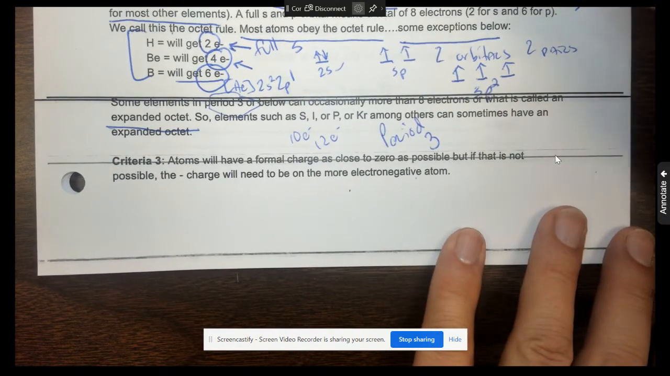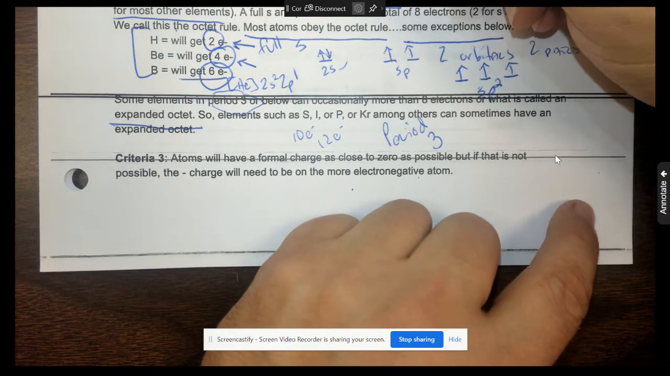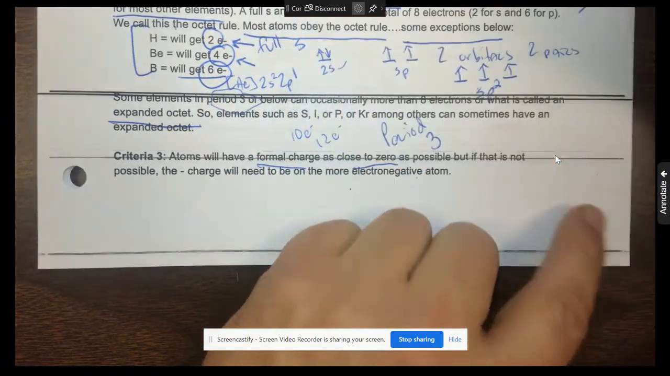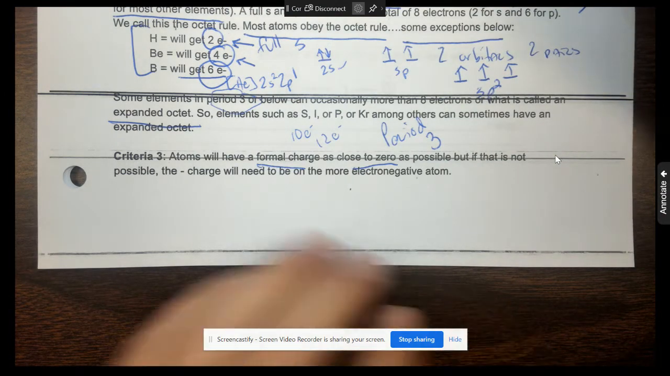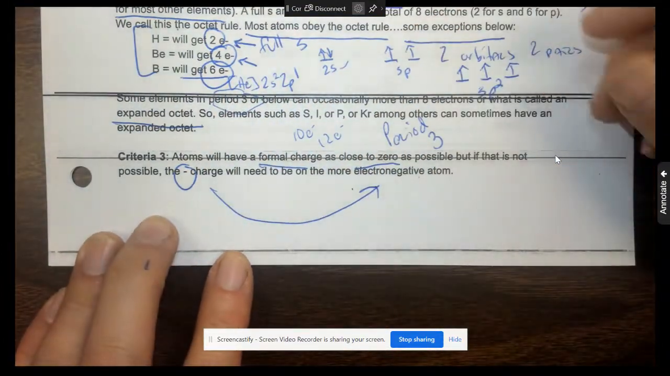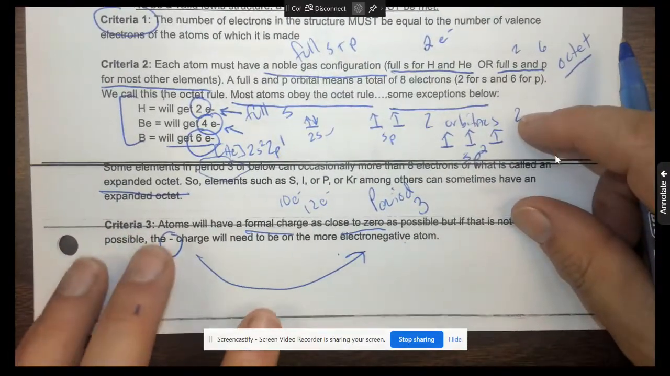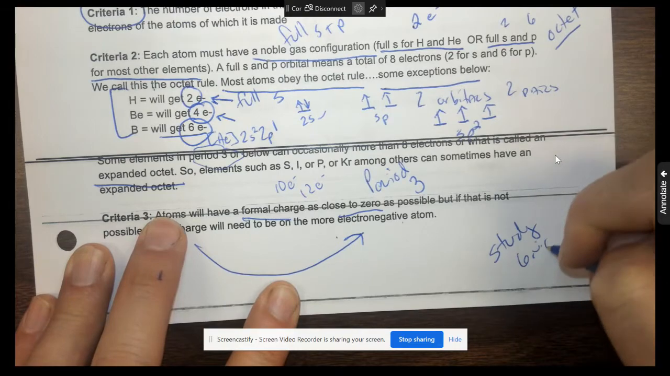Now, criteria 3, it's not going to make any sense to you because you haven't learned how to calculate it yet. But atoms will have what's called a formal charge close to 0. But if they can't be 0, if someone's going to have a negative charge, it'll be on the more electronegative atom. So these are the 3 criteria that must be met for every Lewis structure. Classic example of stuff you'd want to put in your study guide.